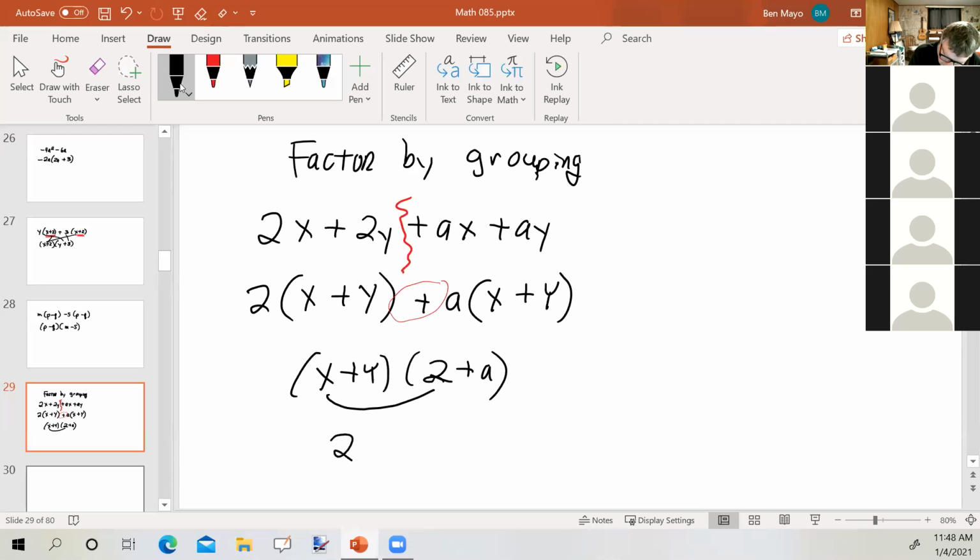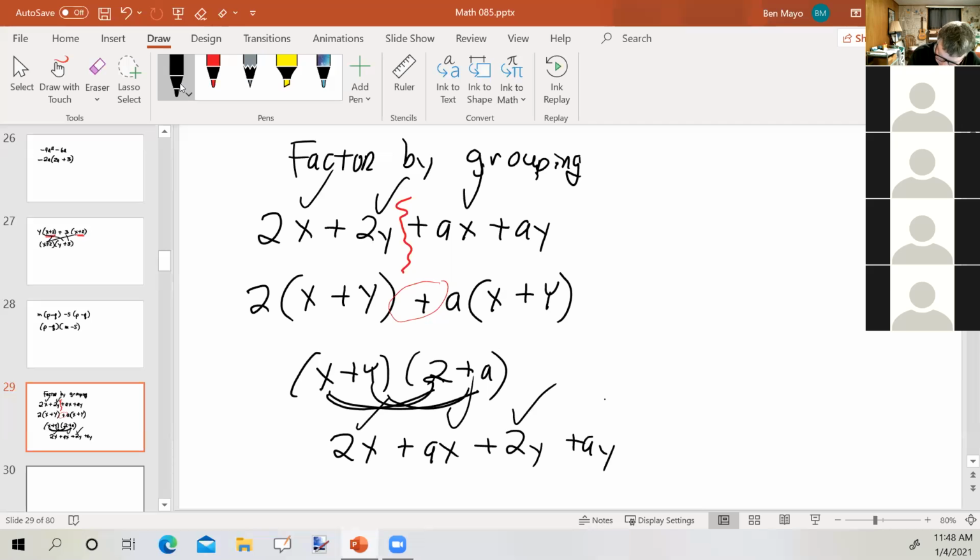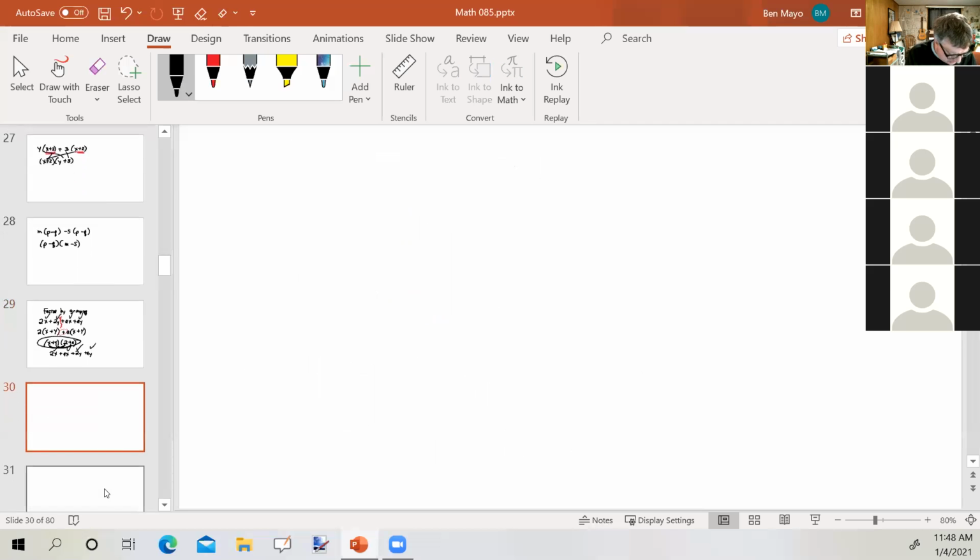Tell you what, let's check our work. 2 times x is 2x. X times a would be, I'm going to write it ax, and that's going to be plus 2y plus ay. Well, let's see. 2x, yeah, 2y, ax, ay, so it checks. They weren't in the same order, but addition is commutative. Any questions there? All righty.